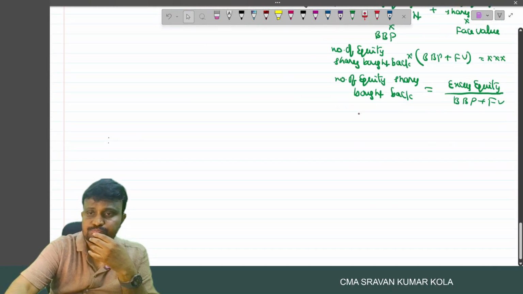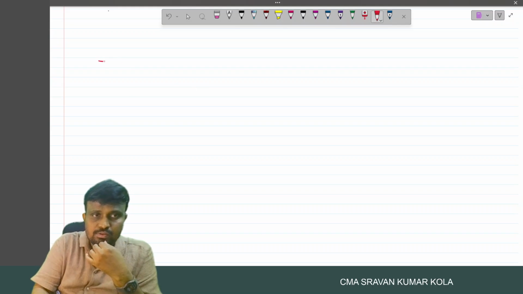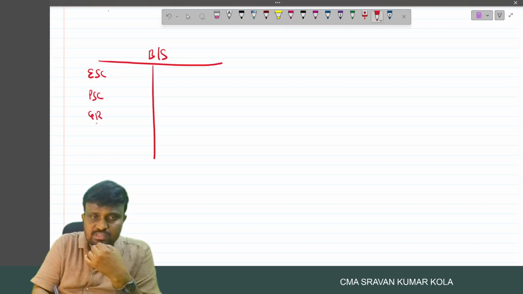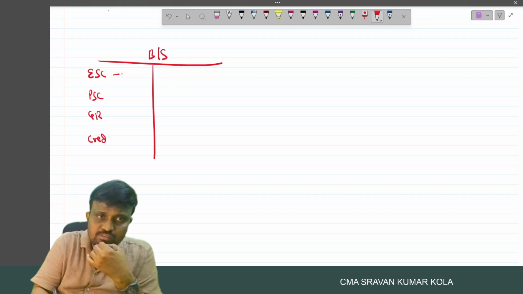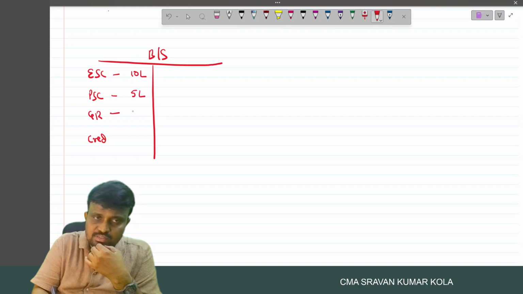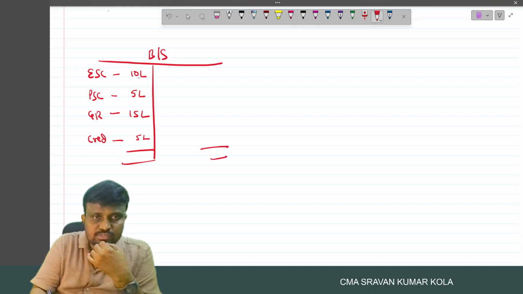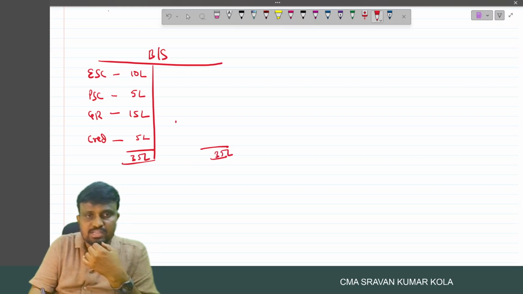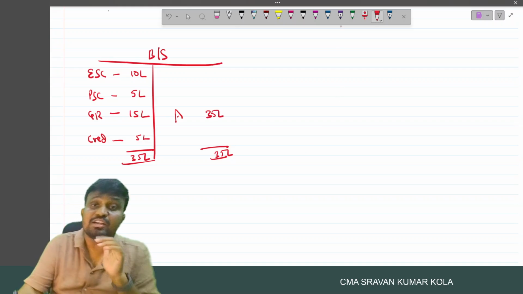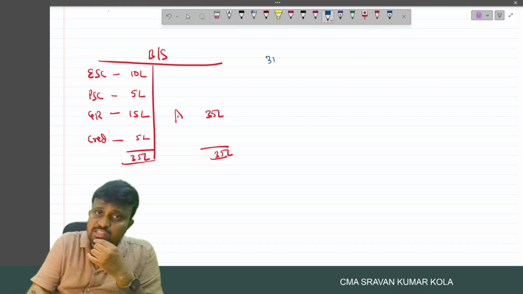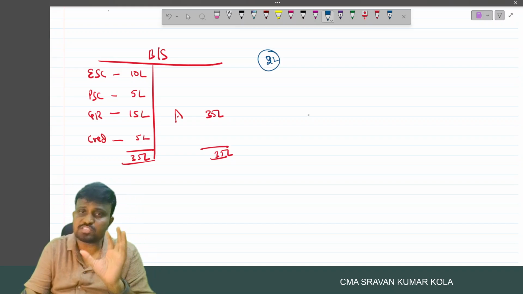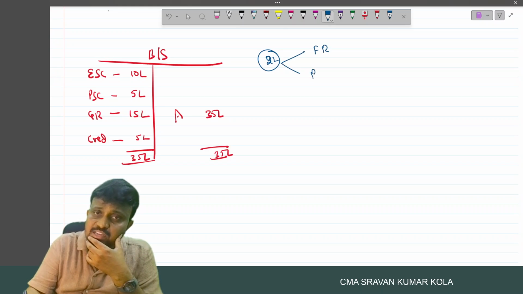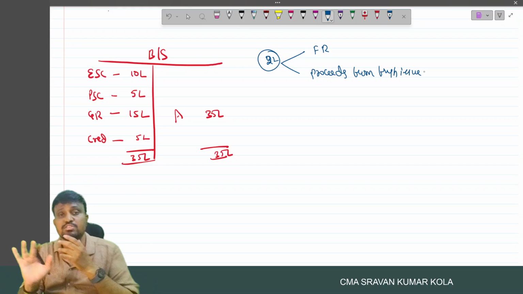So, I will explain it. Here is the balance sheet of a company: equity share capital, preference share capital, general reserve, and other creditors. For example, say 10 lakhs, 5 lakhs, 15 lakhs, and 5 lakhs, so the total is 35 lakhs. And 35 lakhs is what? Assets. And what are the options we have to do the buyback? For example, here, 2 lakh equity shares we are buying back. And what sources do we have? One is the free reserve and another one is proceeds from fresh issue of shares other than the same class of equity shares bought back.